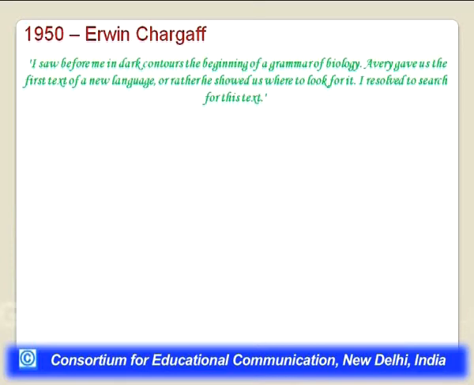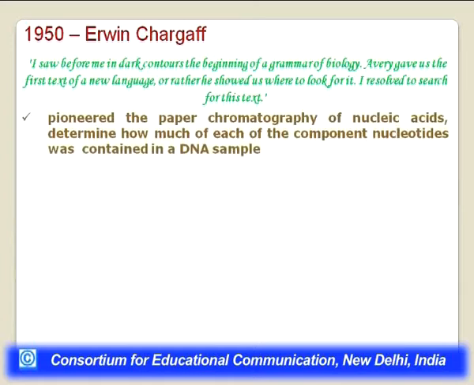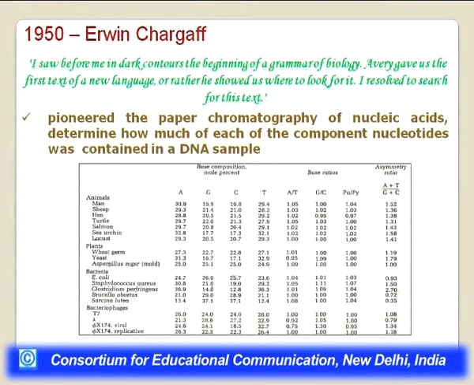So he was very fascinated by the Avery-MacLeod discovery that the transforming principle was DNA, and he worked to find out the composition of this DNA which is responsible for the transformation. He pioneered the paper chromatography of nucleic acids and determined how much of each of the component nucleotides was contained in a DNA sample. As the table shows, in different organisms, if you look at the proportions of A, G, C and T, and find the base ratios, the ratio of A to T and of G to C is always 1.